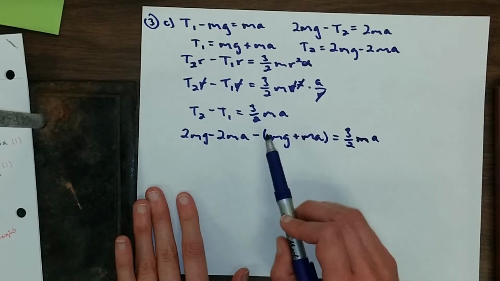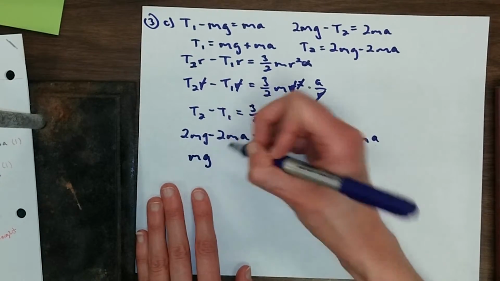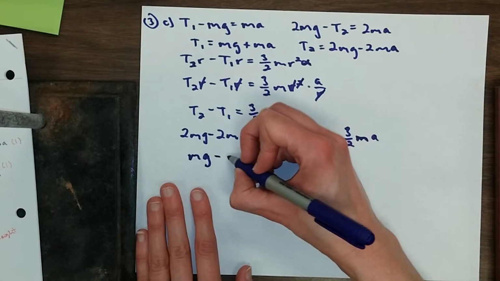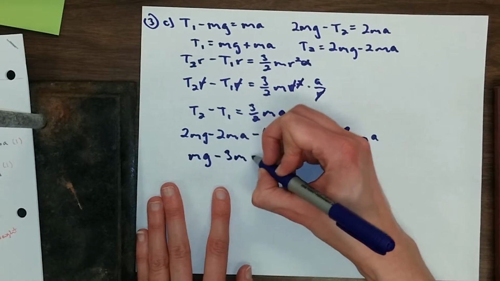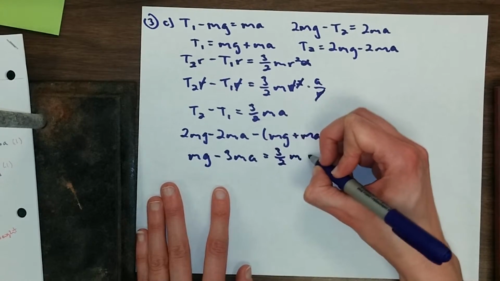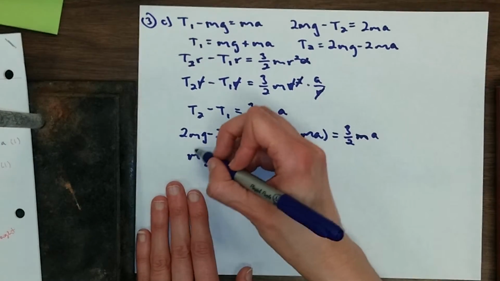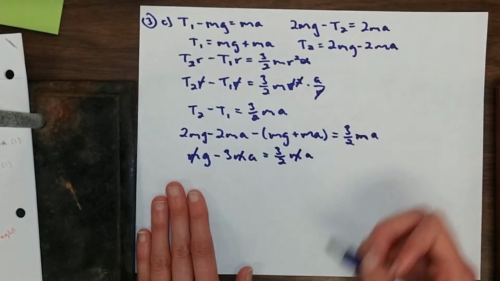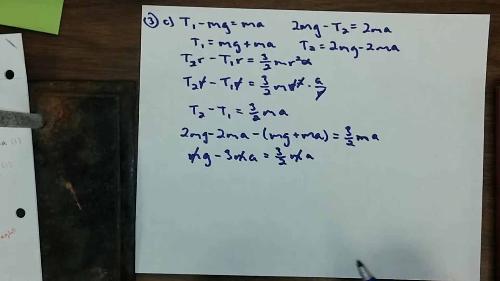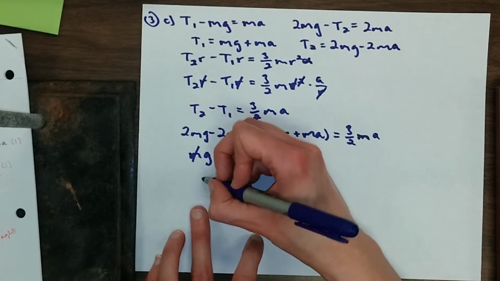So 2mg minus this mg would be just 1 mg. Negative 2ma minus another ma is negative 3 ma. And then that equals 3/2 ma. And then I've got an m in every term, so I can get rid of those, divide each side by m. And then I don't like having the fraction, so I'm going to go ahead and multiply everything by 2 just because I want to.